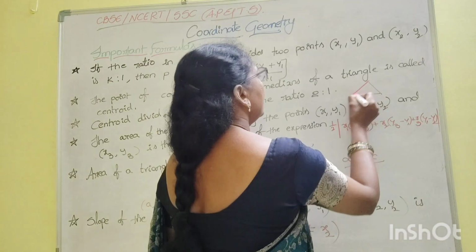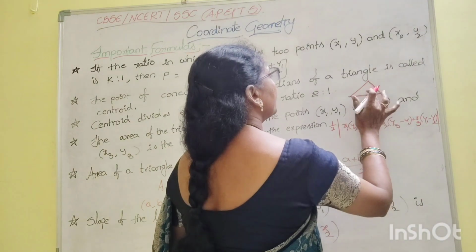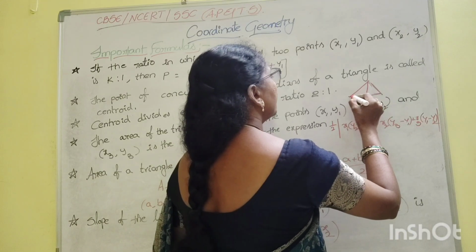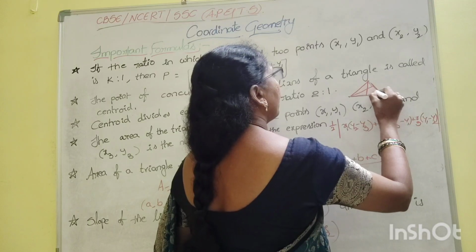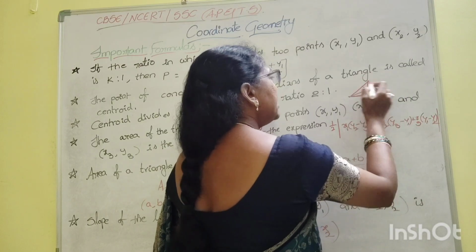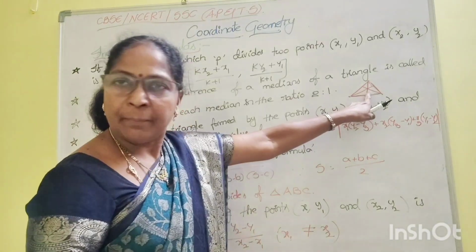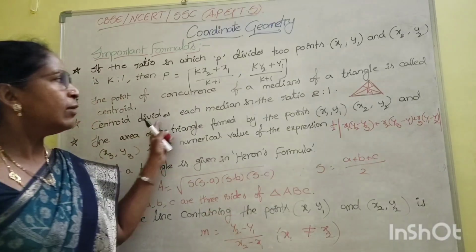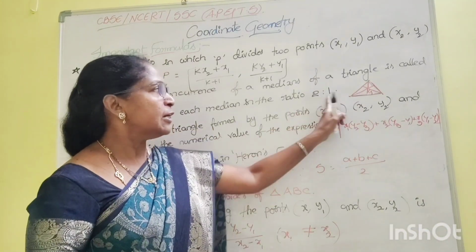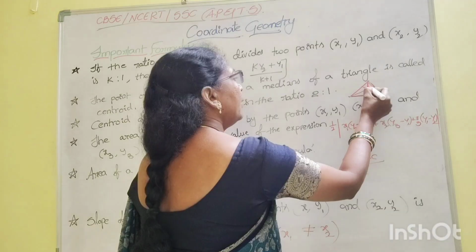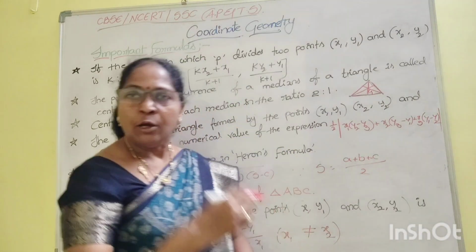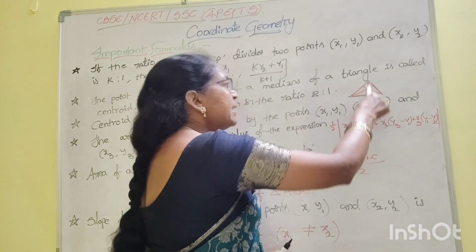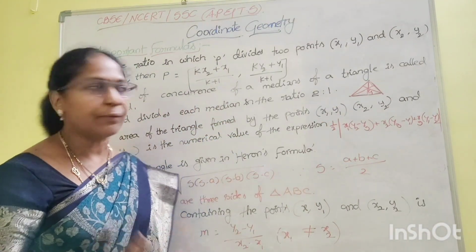this is the triangle. So this is the median. These 3 medians congregate at one point, meeting at one point. That point we call the centroid. So the centroid divides each median in the ratio 2 is to 1. Here this is one median, second median and third median. Those 3 meeting at a point we call the centroid. This centroid divides each median in the ratio 2 is to 1. That we have to remember.